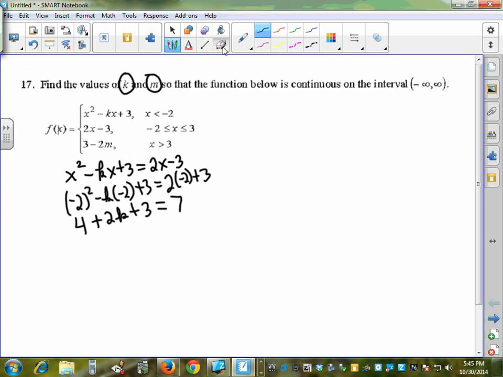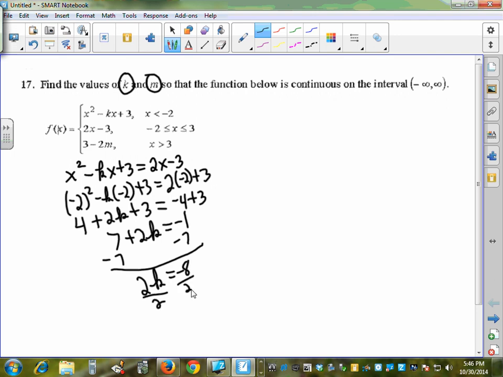No, that isn't 7. That's -4 plus 3. That's 7 plus 2k equals -1. Subtract our 7. We get 2k equals -8. Divide by 2, and we get k equals -4.